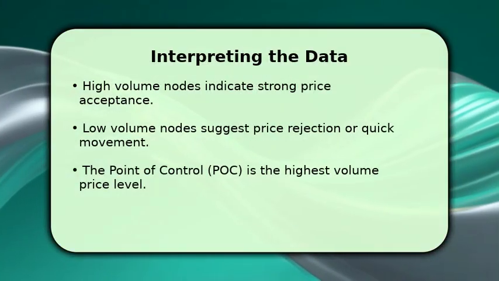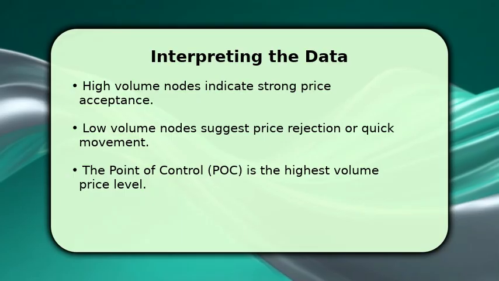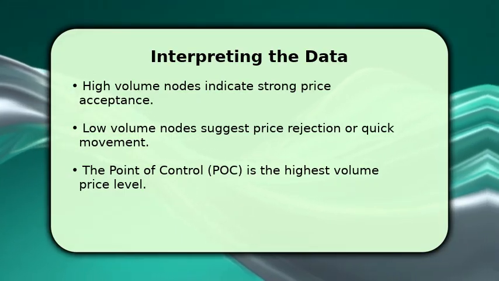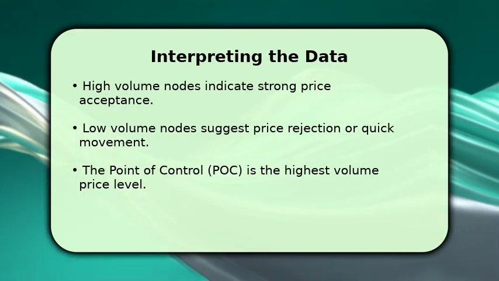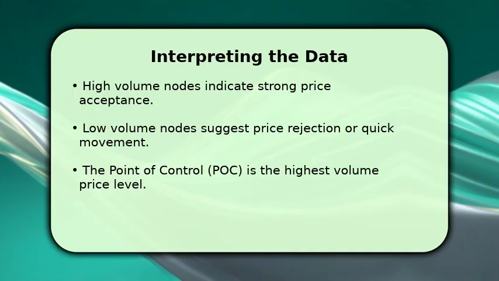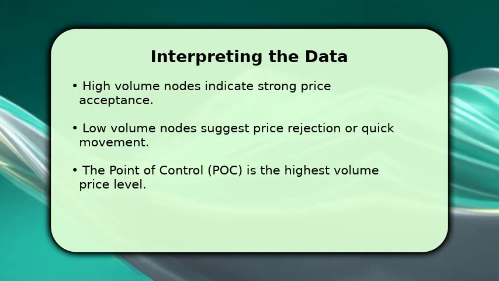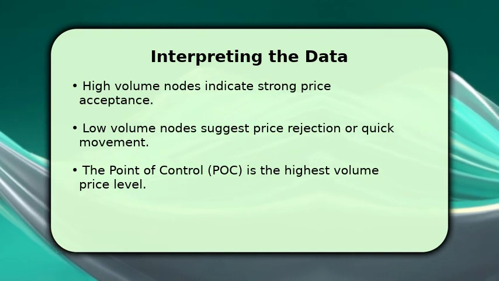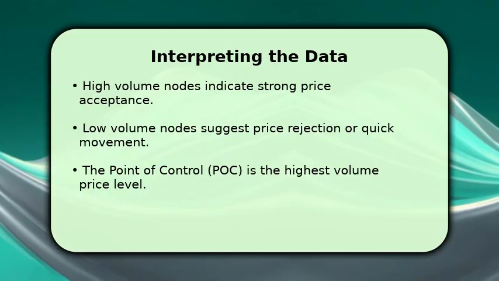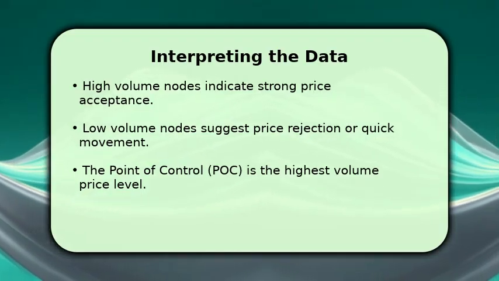Once added, you'll see horizontal bars representing volume at each price level. Longer bars, or high-volume nodes, show where significant trading occurred, indicating strong price acceptance. Shorter bars, or low-volume nodes, suggest less interest or faster price movement. The point of control, or POC, is the single price level with the most traded volume.